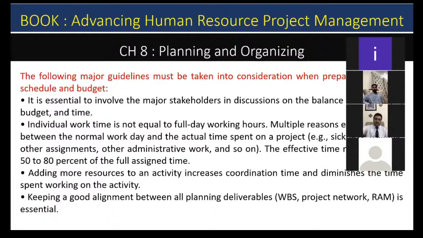Sir, after the critical path, we will identify the schedule and budget required for the project. For that, we have some major guidelines that include the involvement of major stakeholders, individual work time, that is the effective time of working within working hours, and adding more resources to an activity, which is required for coordination time and time spent working on the activity. Keep a good alignment between all the planning deliverables. Next slide, please.